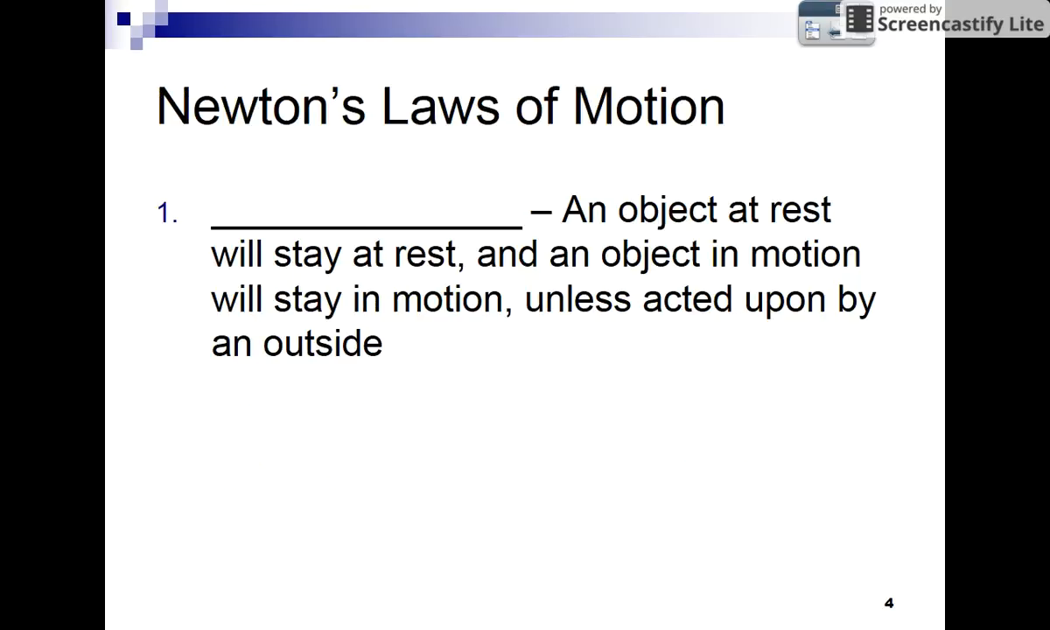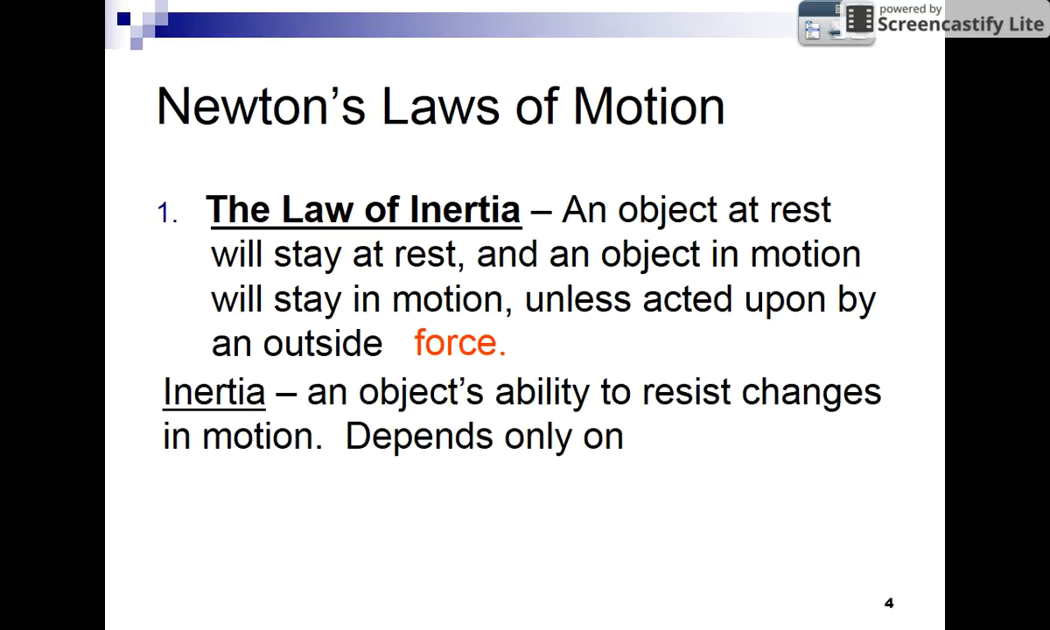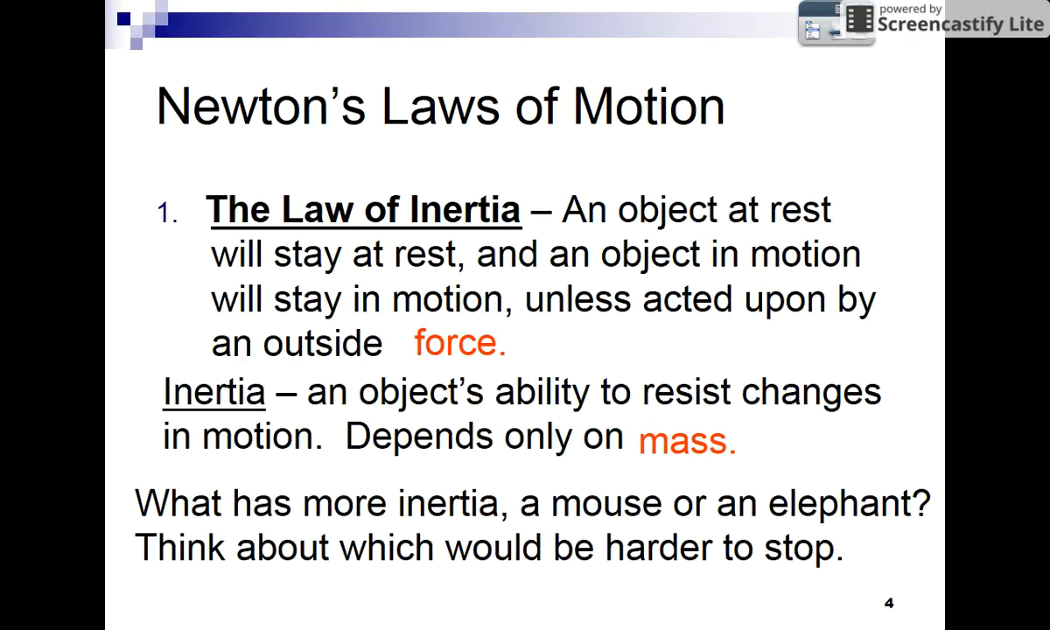Newton's laws of motion. Okay, so the first law of motion is called the law of inertia, and the law of inertia tells us that an object at rest will stay at rest and an object in motion will stay in motion unless acted upon by an outside force. Inertia does depend on an object's ability to resist changes in motion, so it will depend only on the actual mass of an object.